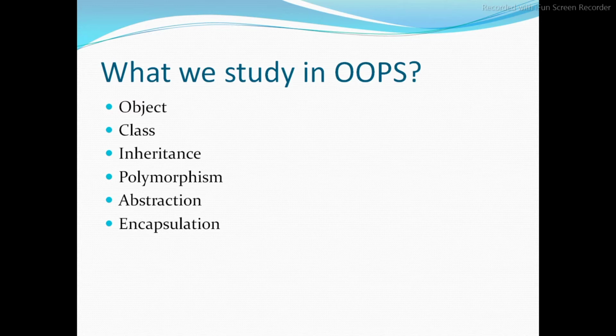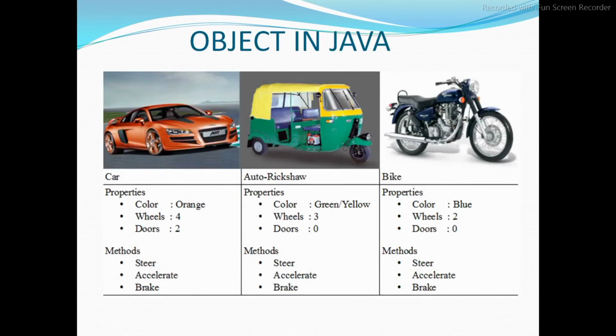Object in Java. What is object in Java? Let's see. I have considered three objects such as car, auto rickshaw, and bike. These three are vehicles. Vehicle is the class name and these three are objects. Object names are car, auto rickshaw, and bike.